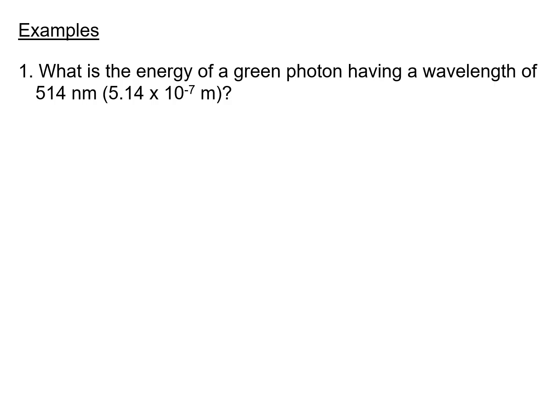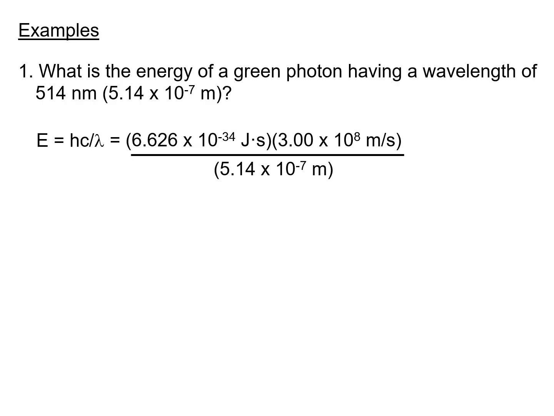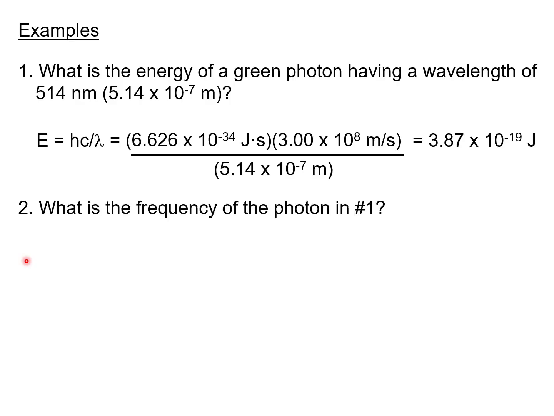All right, so some more examples, going back and forth between the different equations. What is the energy of a green photon if your wavelength is 514 nanometers? So we just plug in the numbers, and we get an energy of 3.87 times 10 to the minus 19 joules. What is the frequency?